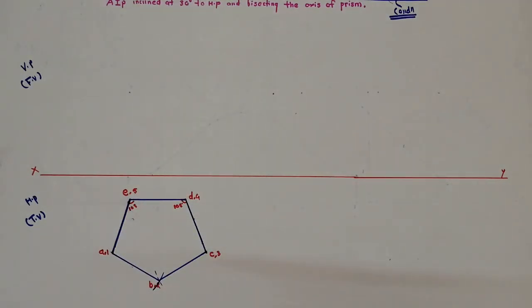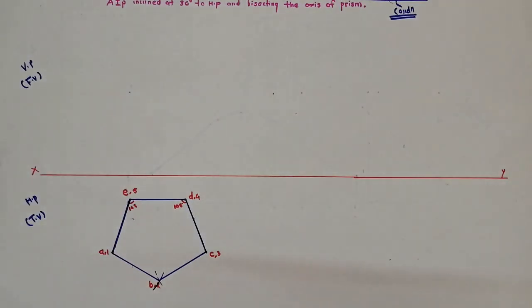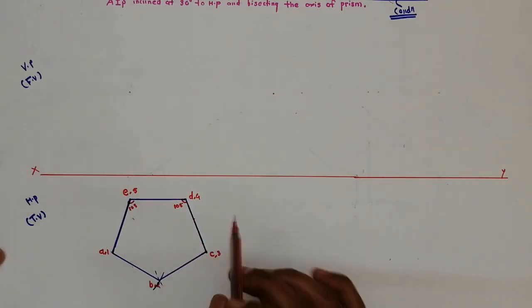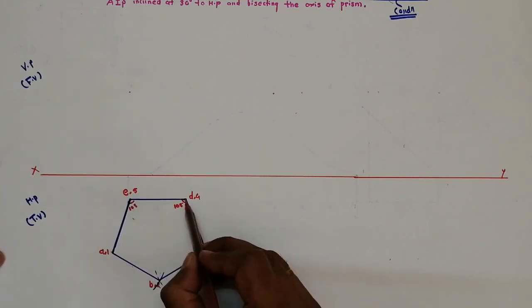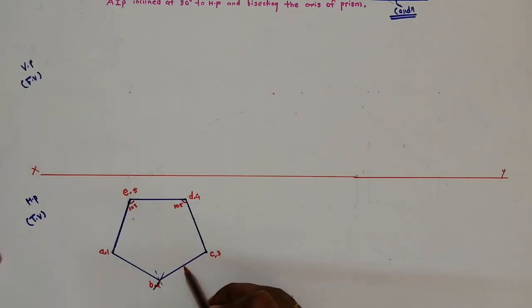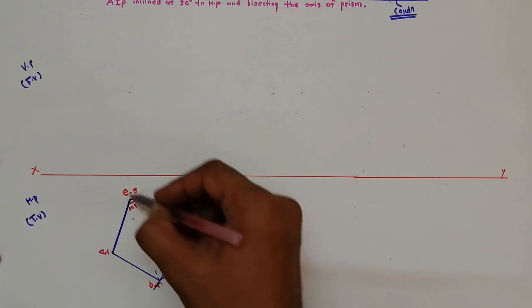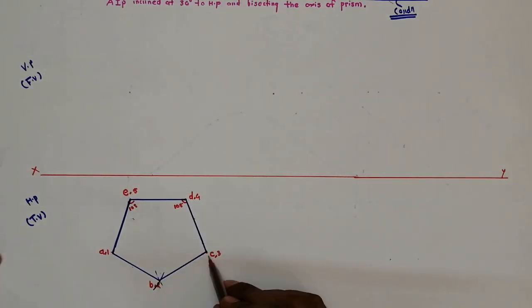Now transfer the axis height, which is given as 90 mm. We first have to find the center of this pentagon. How to find the center? It is very simple. Take any two corners of the pentagon. Suppose I take this corner first, then take the opposite side related to that corner. So suppose if I am taking the E corner, the opposite side is BC.